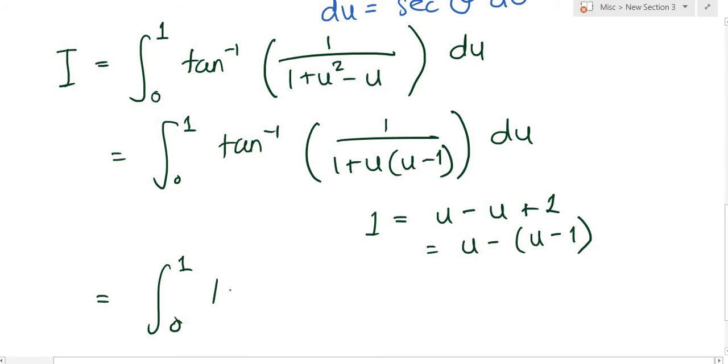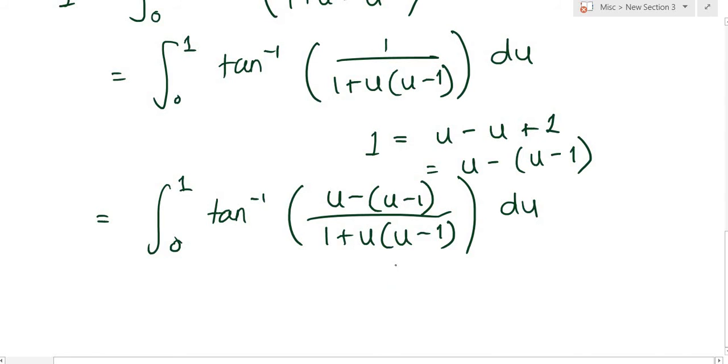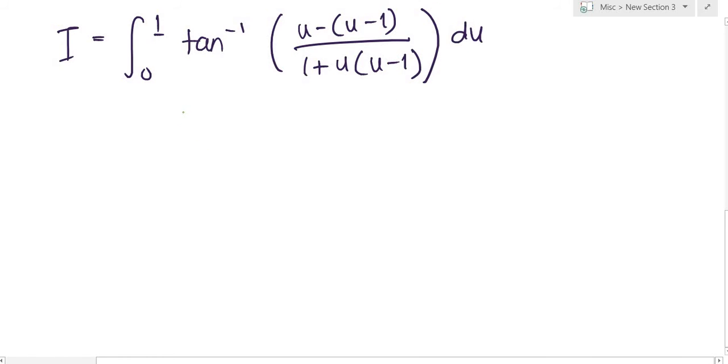So integral from 0 to 1 of the inverse tangent of u minus 1 over 1 plus u times u minus 1 du. Now, I mean, this inverse tangent expression entirely is something exotic, so I'm going to do that on the next page. See you there.